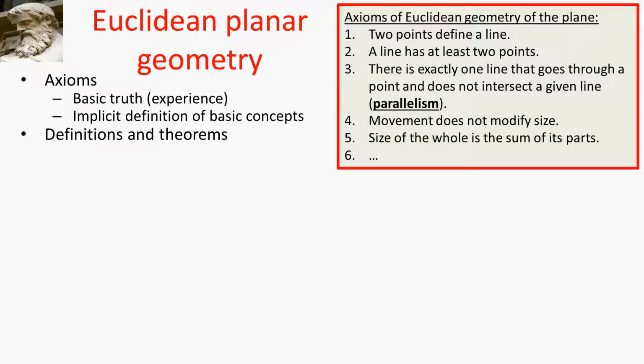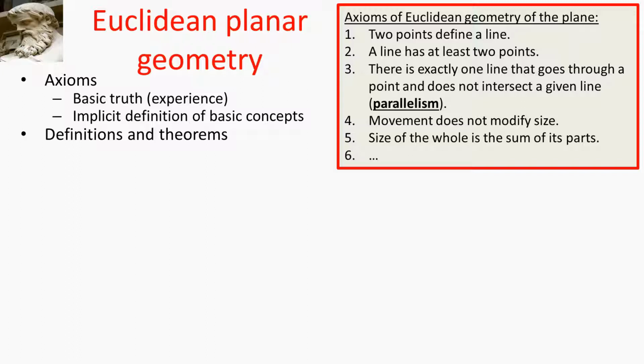In order to allow measurements in space, we have additional axioms, like for example, when we move something in space, nothing changes. And when an object is cut into smaller pieces, the sum of the pieces is equal to the original object. These axioms are based on experience, but as we cannot experience everything, they also contain a huge amount of religious belief.